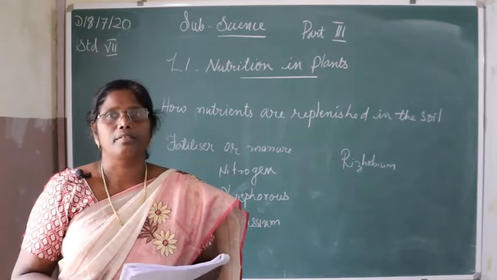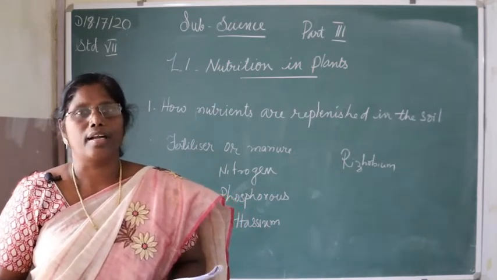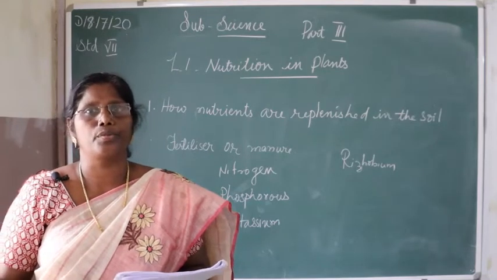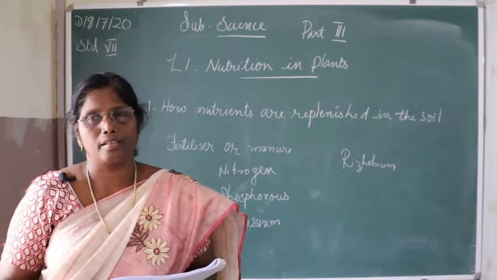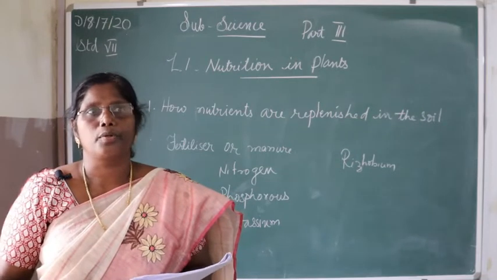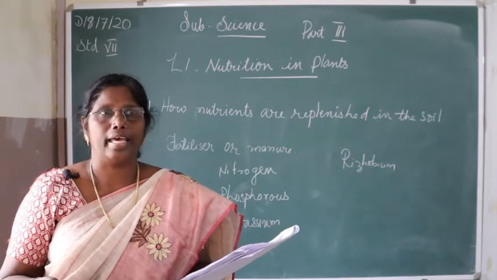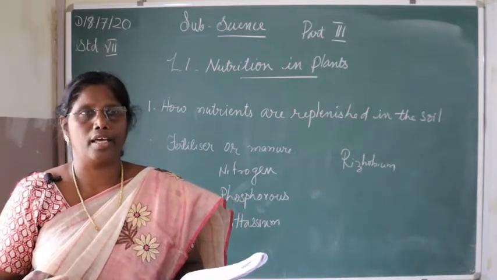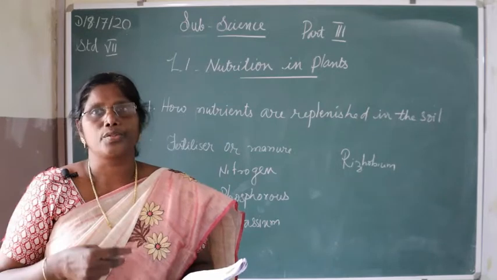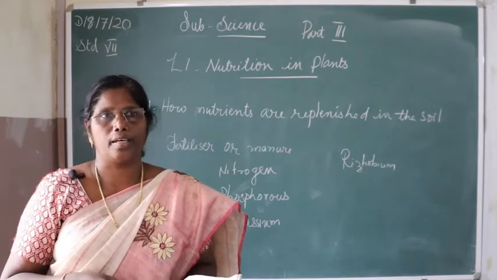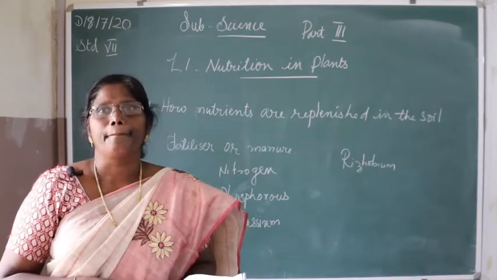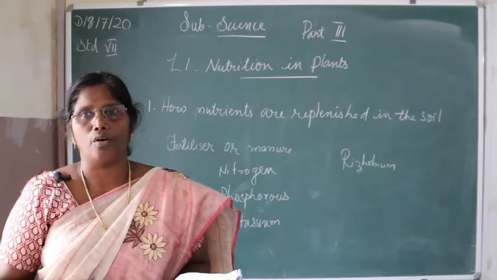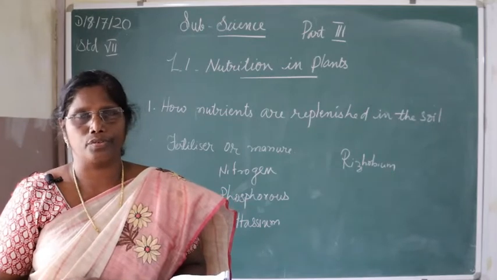In this chapter, we have learned what are nutrients, nutrition, and the different types of nutrition in plants. There are two types of nutrition, that is autotrophs and heterotrophs. Plants are the only organisms that can prepare their own food. So plants are called autotrophs, and some plants do not have chlorophyll or they cannot synthesize food.